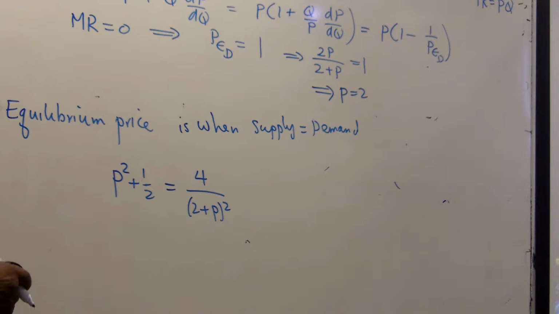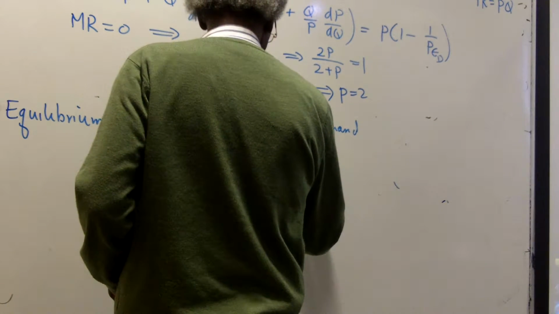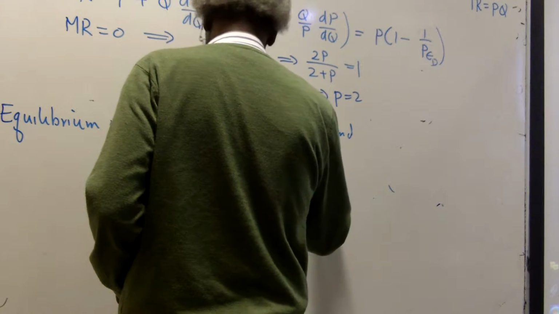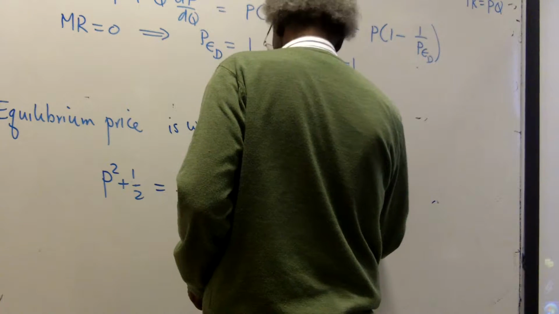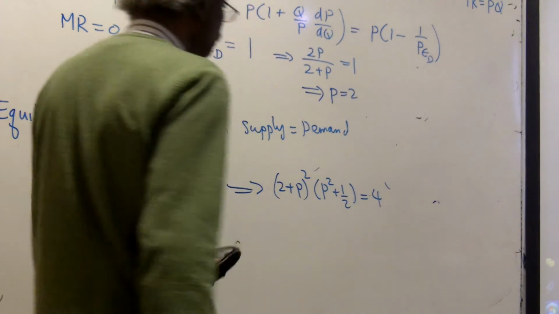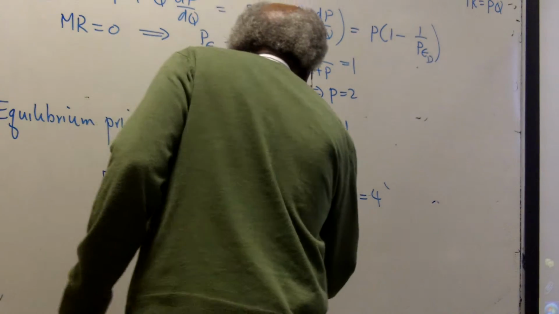So it's equal to 2 plus P squared into P squared plus a half. This is equal to 4. Try to solve this equation there. The nasty looking equation.